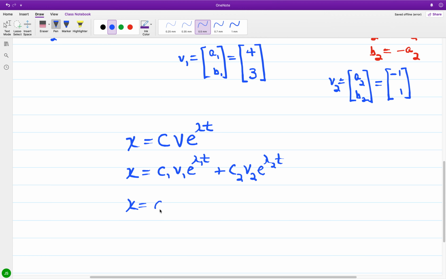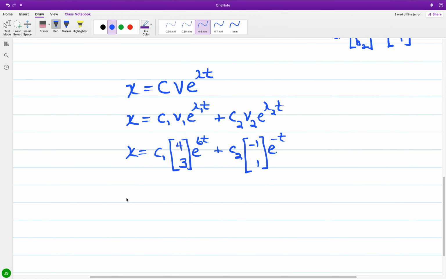All right, so you have C of 1, and again, we had with the first eigenvector 4 and 3, and we have e to the 6t, plus C of 2, and for V of 2, I have -1 and 1, times e to the negative t.